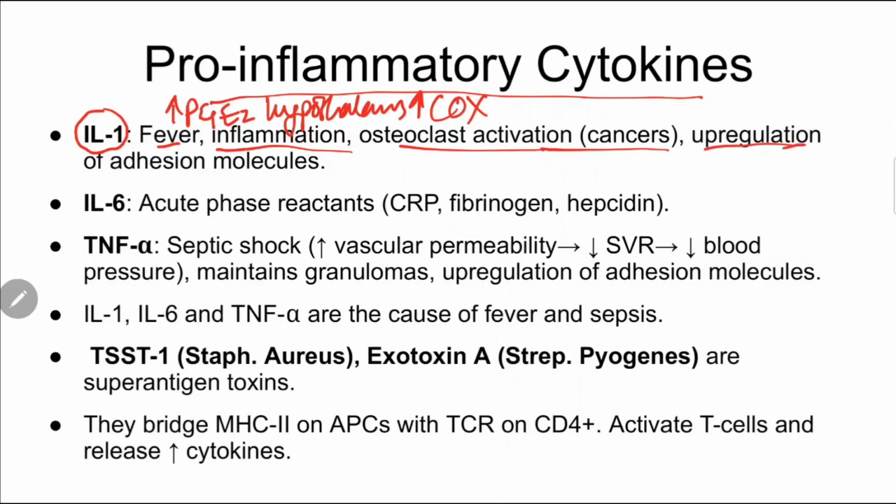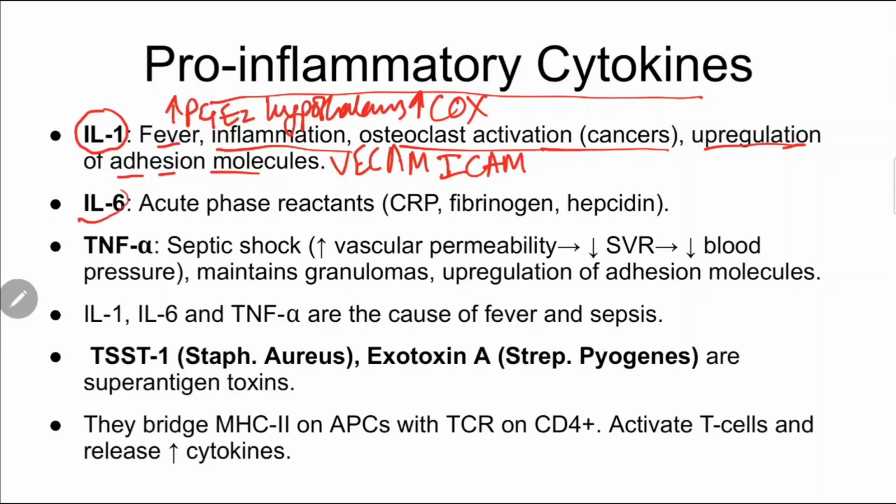Next, it is also responsible for upregulation of adhesion molecules. So VCAM and ICAM are an example, right? So these are important for neutrophil chemotaxis.